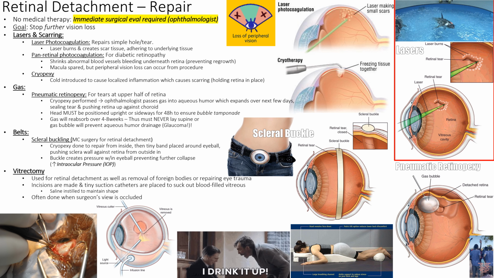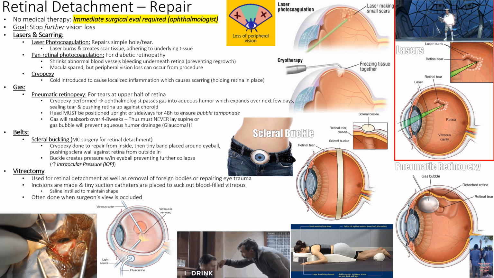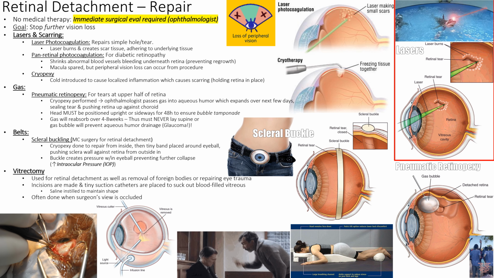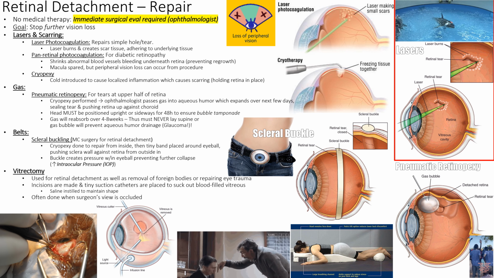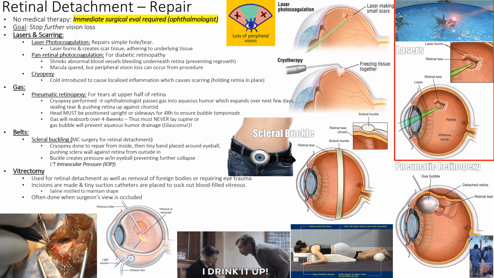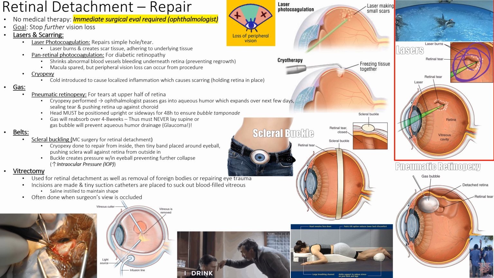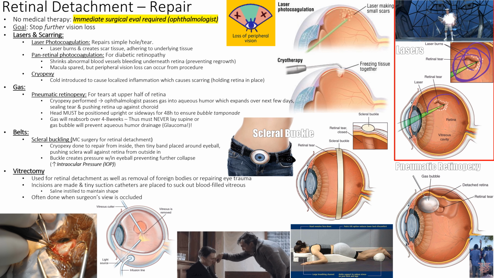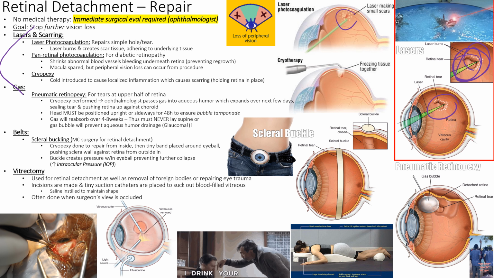So for retinal detachment, you can use lasers. That works. All right, so lasers is one thing you can do. You can scar the tissue and stop it from detaching further. So we just put lasers over here, right? And we start scarring the tissue so it stops separating. So lasers will be an option, and we have different options for lasers. Basically, we're creating scar tissue.